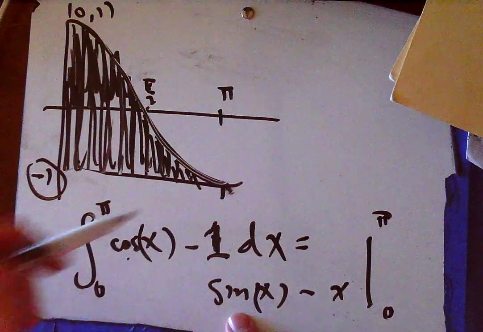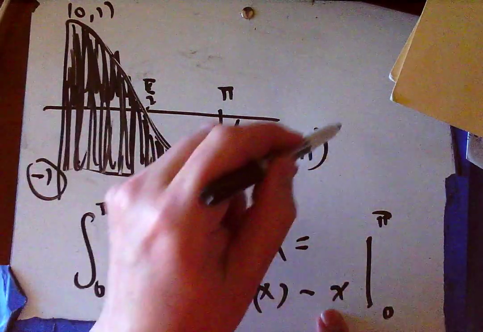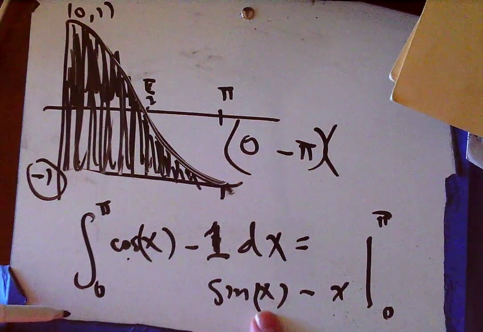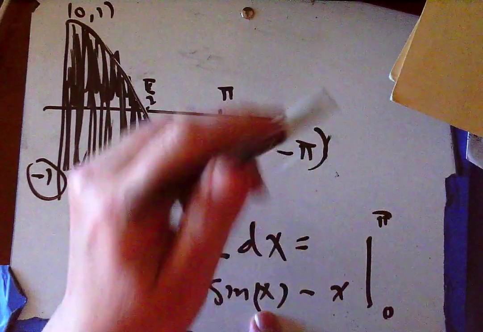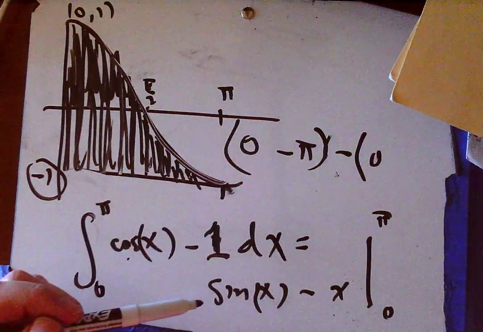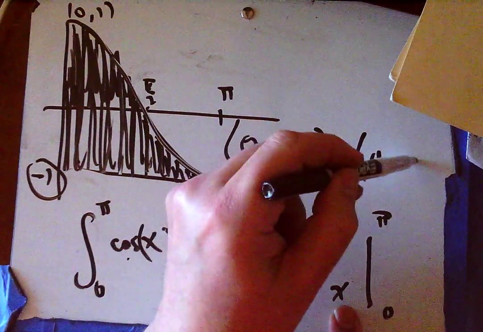Okay, sine of pi is 0 minus pi. And I'm putting in the 0. Sine of 0 is 0. Nice. And I'm plugging in a 0 here.